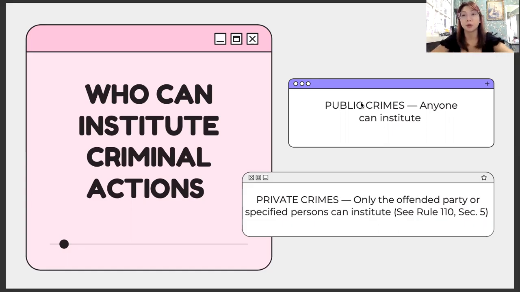So, yun na nga yung sinabi ko, sa adultery and concubinage, it must be the offended spouse and must impede both the offending spouse and his or her paramour. Pangalawa, yung abduction, seduction, acts of lasciviousness, it must be the offended party or her parents, grandparents, guardian, or the state, in that order, if she is a minor.